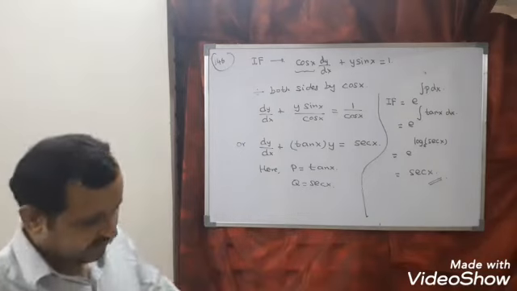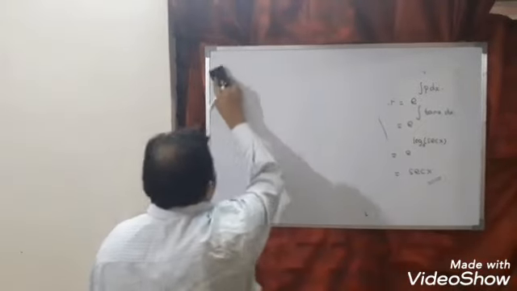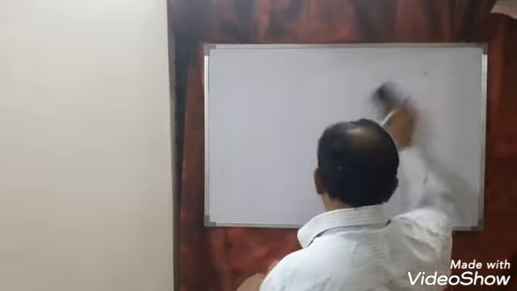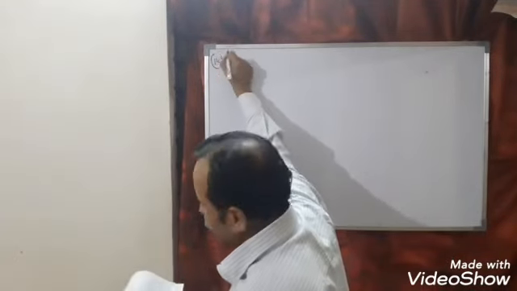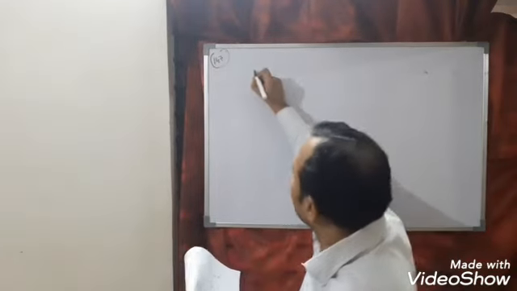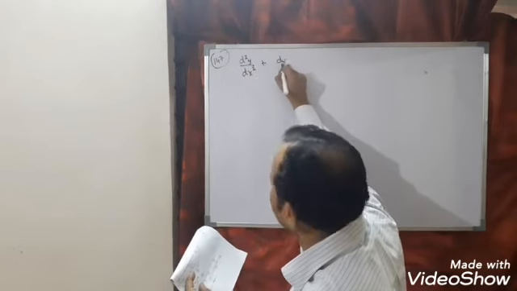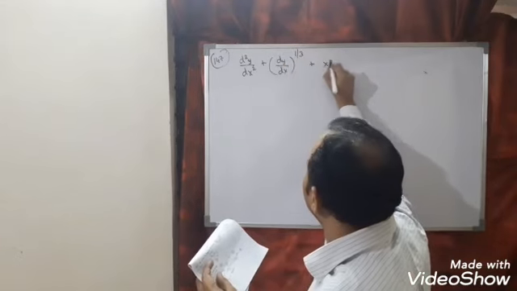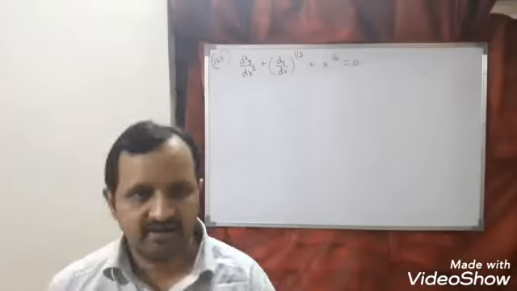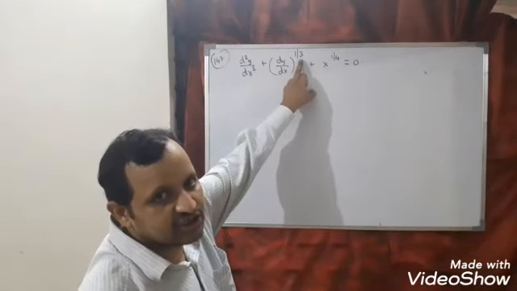Next, question number 147. Question number 147 is, the order and degree of d square y by dx square plus dy by dx to the power 1 by 3 plus x to the power 1 by 4 is equal to 0. Question is order and degree. Now you can see here, power of dy by dx is a fraction. It should not be a fraction.